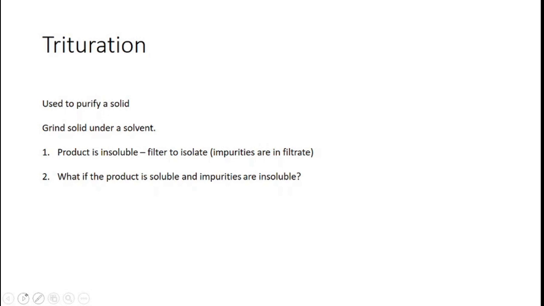So that raises the question then, how do you isolate your product from the solvent? And I will leave you to figure that out. If you're having trouble, you might want to go back a few slides to find a technique that is used to remove solvent from a substance.